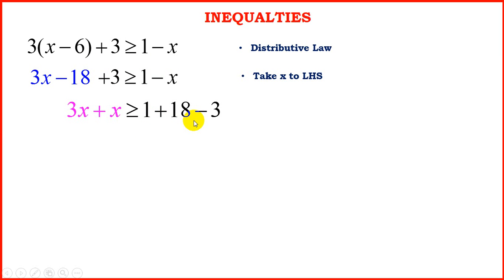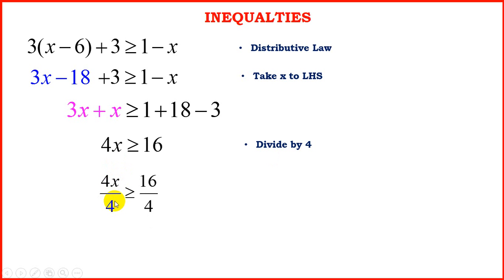I'm going to simplify that. 3x plus x gives me 4x, which is greater than or equal to, and if we work out 1 plus 18 is 19, 19 minus 3 is 16. Next thing we've got to remember is that we're solving for x. To get rid of the 4, we're going to divide both sides by 4. And if I divide my left hand side by 4 and my right hand side by 4, I end up with x greater than or equal to 4. 16 divided by 4 is 4.